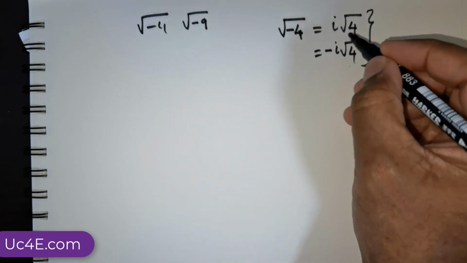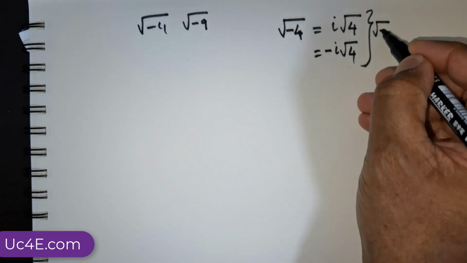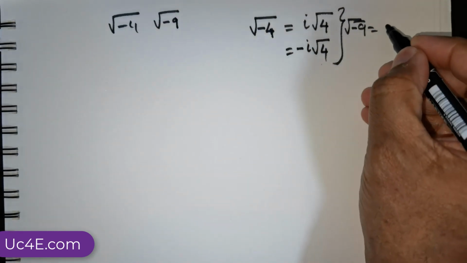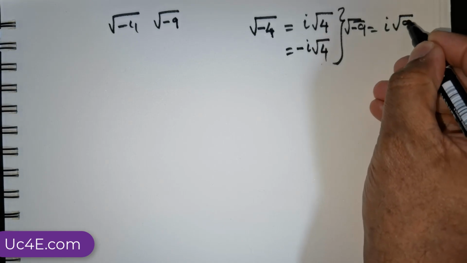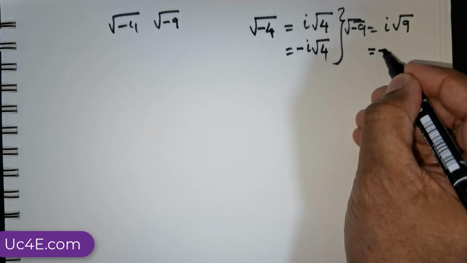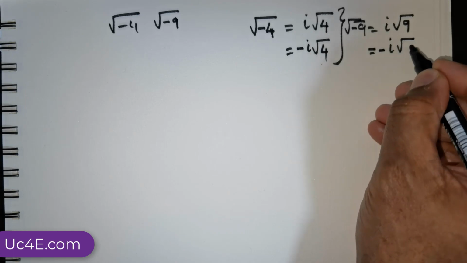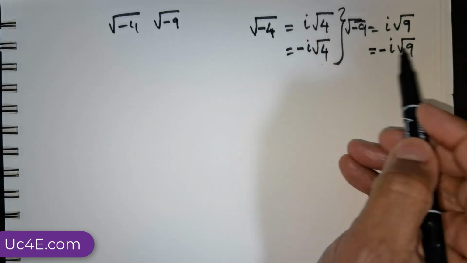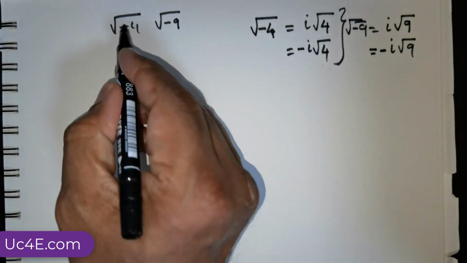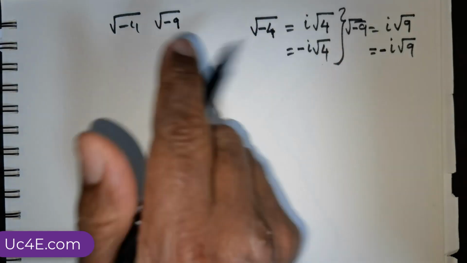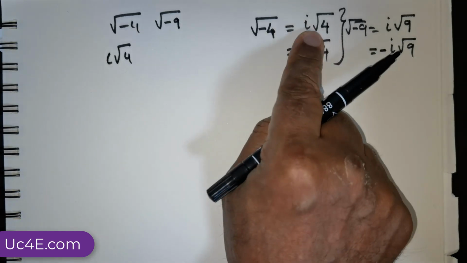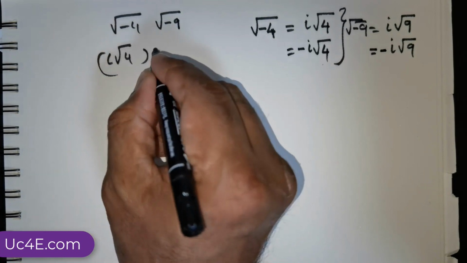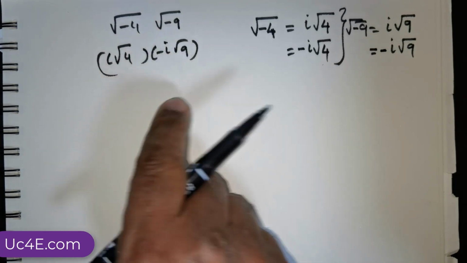Now, having obtained the first quantity, let's move on to square root of -9. Square root of -9 has two values. What are those? They are i times root of 9 and negative i times root of 9. So you need to look into all possible combinations of these values. If root of -4 takes i times root of 4, the first value, but root of -9 takes the second value, in this case it's going to be negative i times root 9. So this is one case.